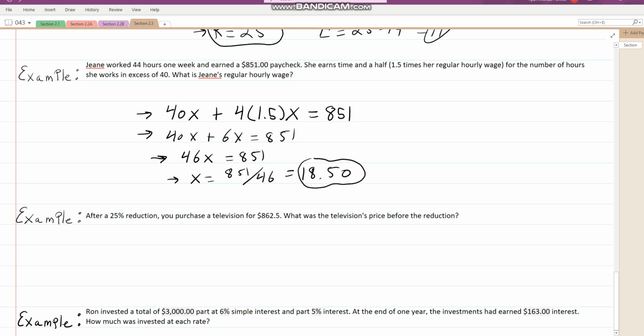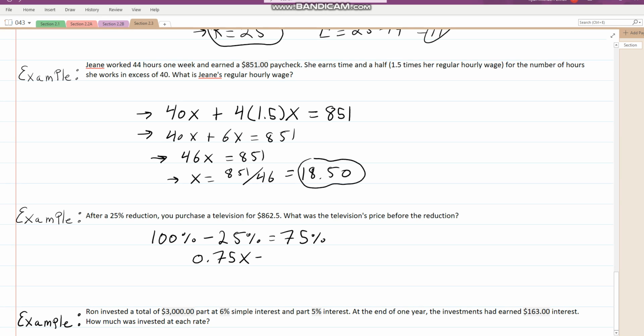In the next example here, we have after a 25% reduction, the purchase of a television is $862.50. What was the television's price before the reduction? So I want to go ahead and set up an equation, and to do that, notice that there is a 25% reduction. So that means that we are paying 75%. Okay. So we're paying 75% of what? Well, I can come up with an equation now.